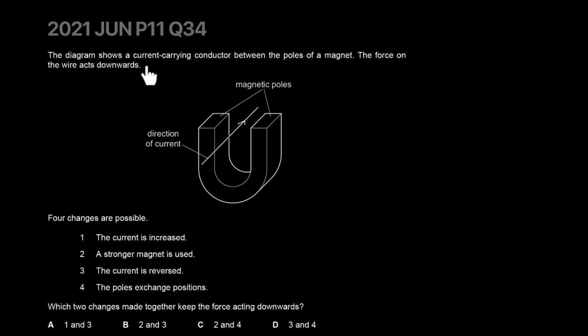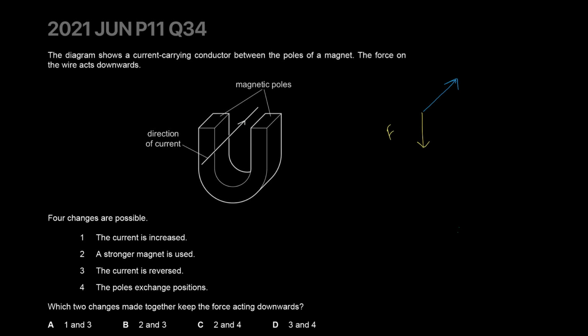The diagram shows a current carrying conductor between the poles of a magnet. The force on the wire acts downwards. So the force is acting downwards. So let's figure that out. It's acting downwards. That's the force. And the arrow is telling us how the current's behaving. That's kind of like current needs to be blue. That's where the current is.